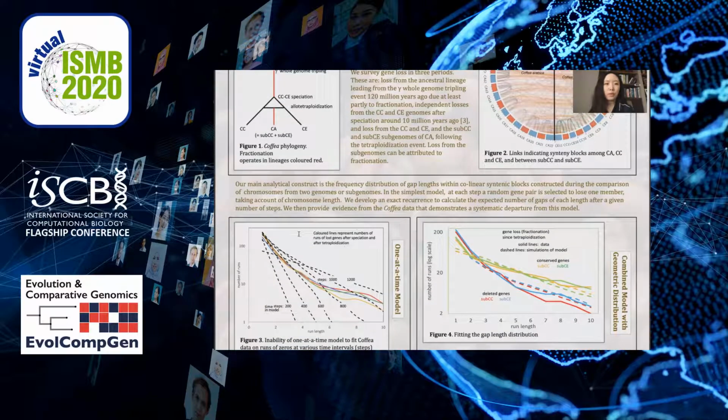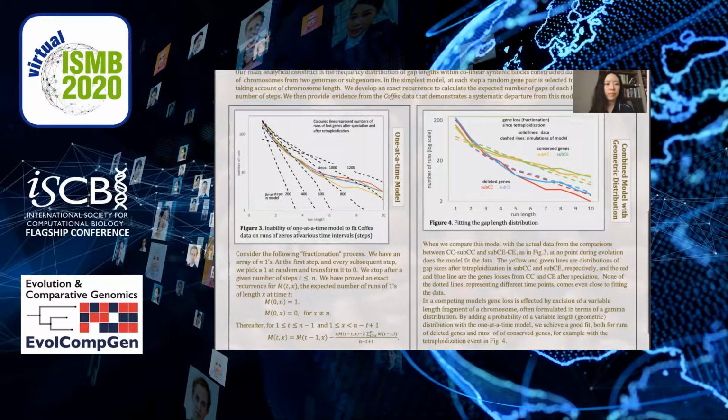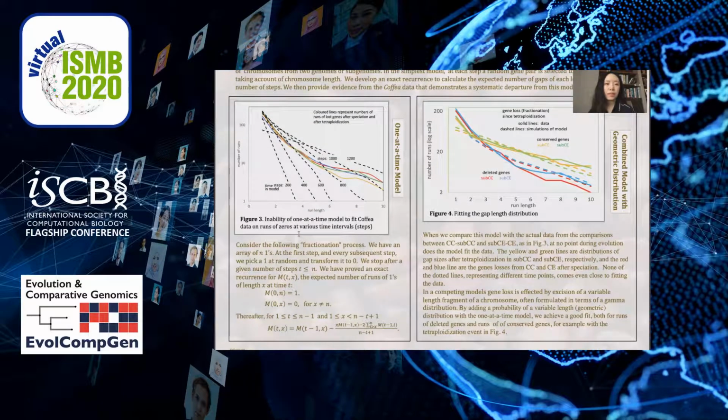In this poster, we mainly focus on the frequency distribution of gap lengths within syntenic blocks. First, we set a simple model with the assumption that one gene is randomly selected and deleted at a time. We call it the one-at-a-time model. Starting with an array of ones with length n, at each step, we locate a 1 by a random variable from a discrete uniform distribution over the current length, and then transfer this 1 to 0.